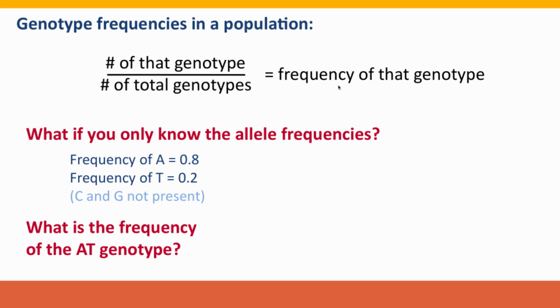But what if we only know the allele frequencies? Often when you're given a description of a population, you're given the allele frequencies, but not the genotype frequencies. Well, again, the calculation is pretty simple, but I'm going to show you a diagrammatic way to do it. So in this case, let's assume that we have the allele frequencies for 2 alleles in the population, and that the other 2 alleles aren't present. As you'll see, this is a typical case for real alleles. And we want to know the frequency of the AT genotype.